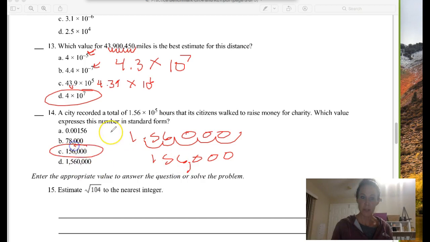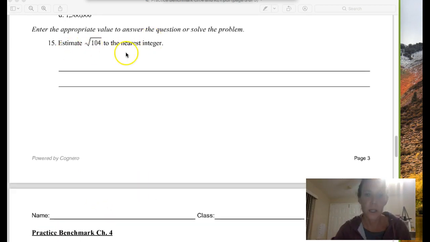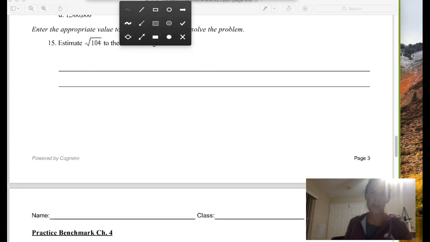And it would be C. Okay, let's go on to number 15. Estimate the root of 104 to the nearest integer. You did this in lesson 4-6, where you're representing that to the nearest integer.